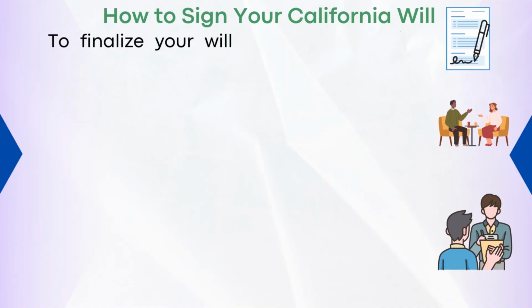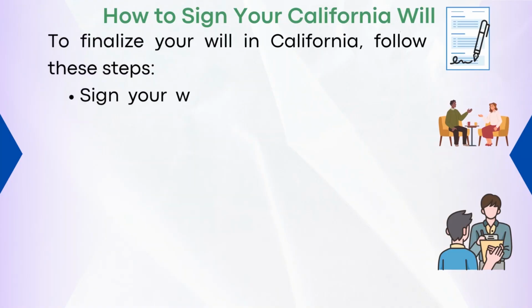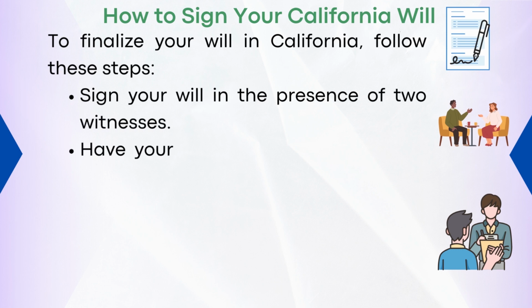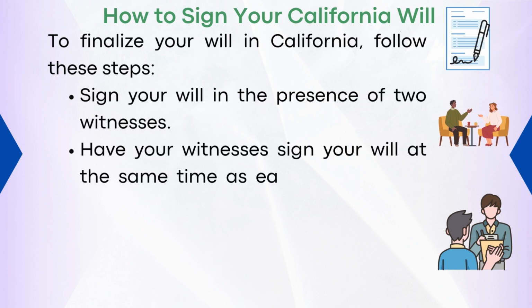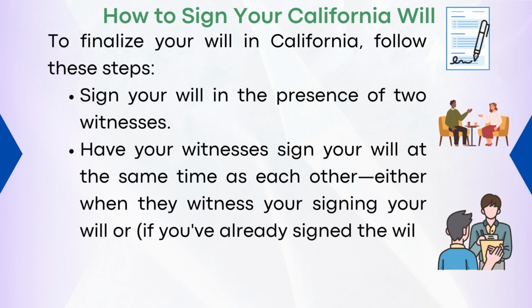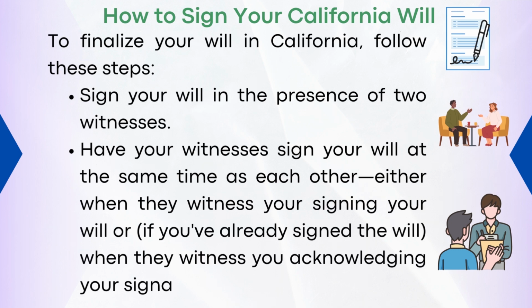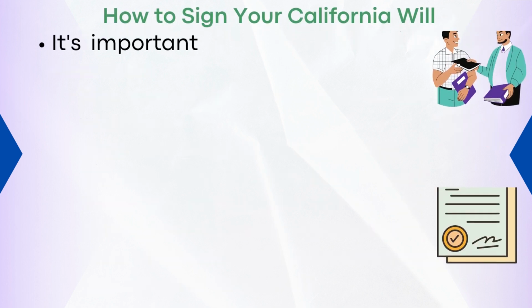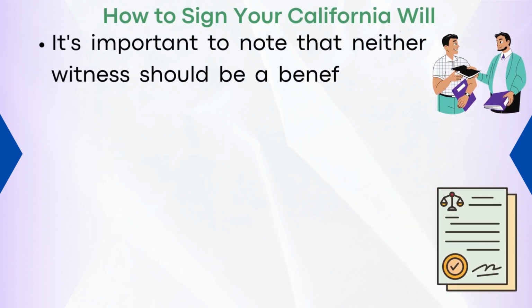To finalize your will in California, follow these steps. Sign your will in the presence of 2 witnesses. Have your witnesses sign your will at the same time as each other, either when they witness your signing your will or, if you've already signed the will, when they witness you acknowledging your signature on your will. It's important to note that neither witness should be a beneficiary of the will.